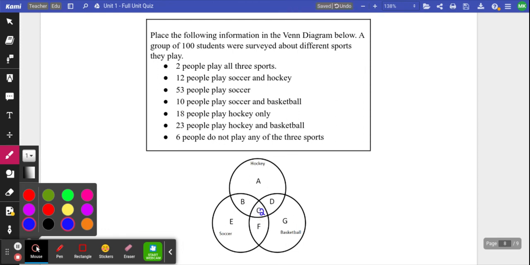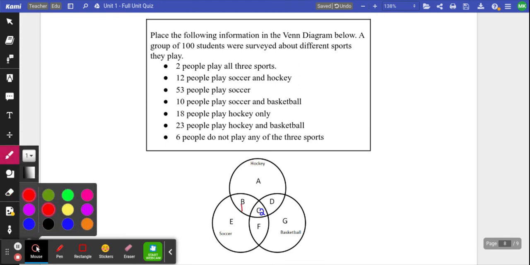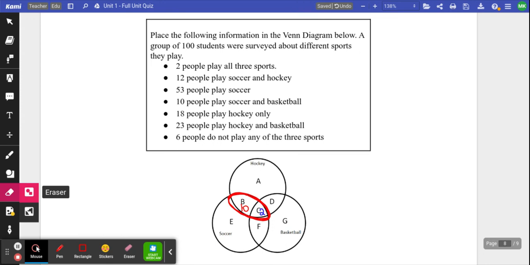12 people play soccer and hockey. Okay, this is soccer and hockey right there, B. However, I've already counted 2 people that play soccer and hockey. That means only 10 people go in spot B. In total, there should be 12 people there, which there is. 10 of them are only soccer and hockey, 2 of them are soccer, hockey, and basketball, for a total of 12 people that do soccer and hockey. It's called subtracting your overlap, right?